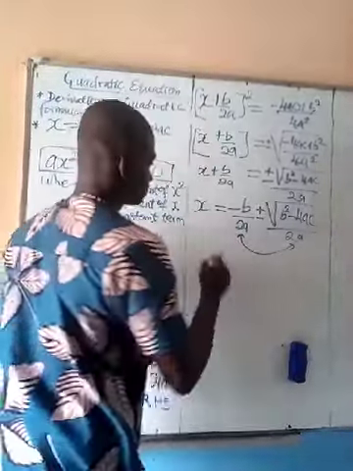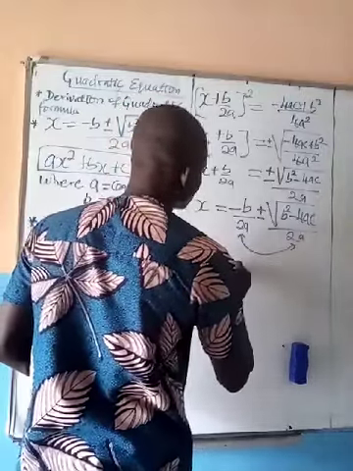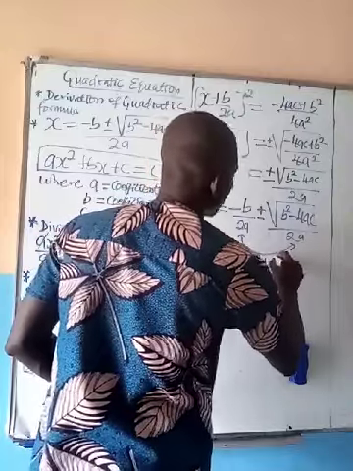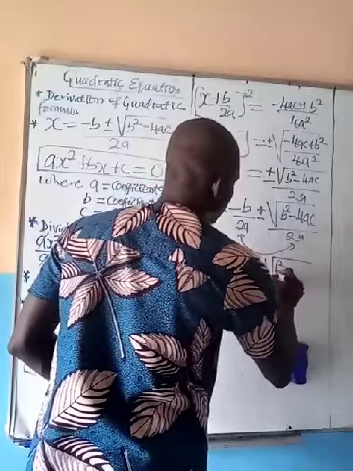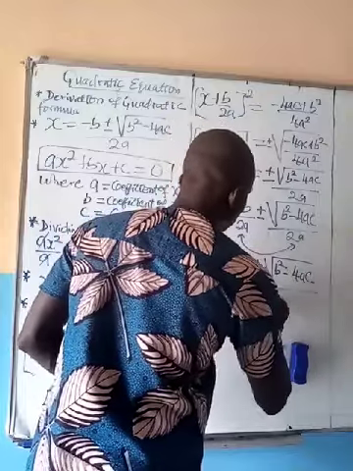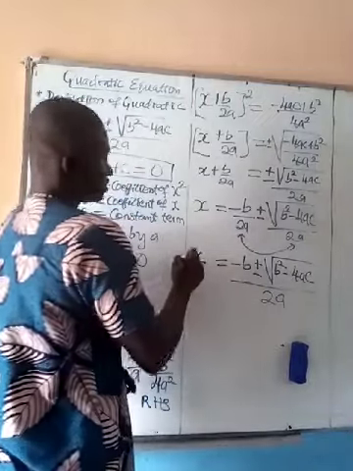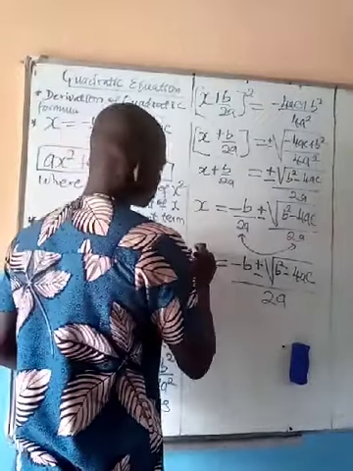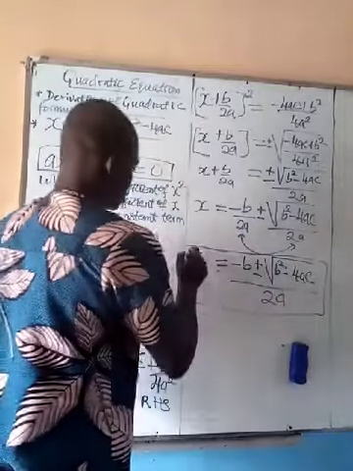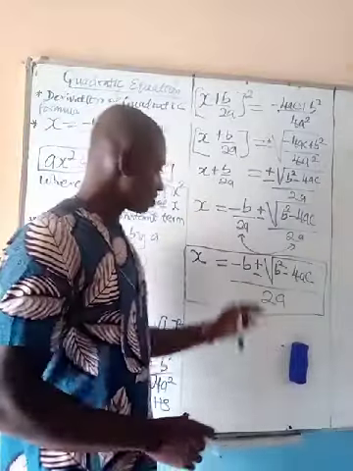So that we have x is equals to minus b plus or minus the square root of b squared minus 4ac all over 2a. So we have succeeded. Therefore, this is our final answer. We have succeeded in solving for x. So this is the quadratic formula.